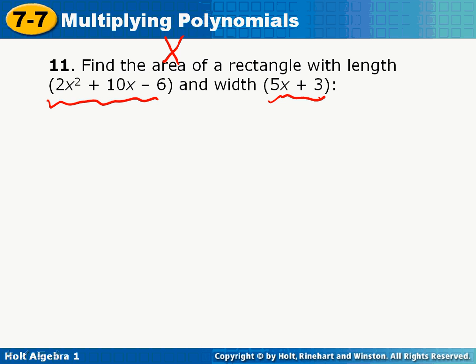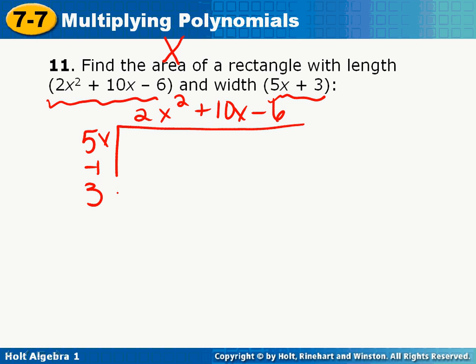Now, do you see how this is a trinomial multiplied by a binomial? The best way to do this is in a box. I am a math teacher. My name is Miss Winship, and I like the box on this problem. So I'm going to put 5x plus 3 going down, and I'm going to put 2x squared plus 10x minus 6 going across the top.